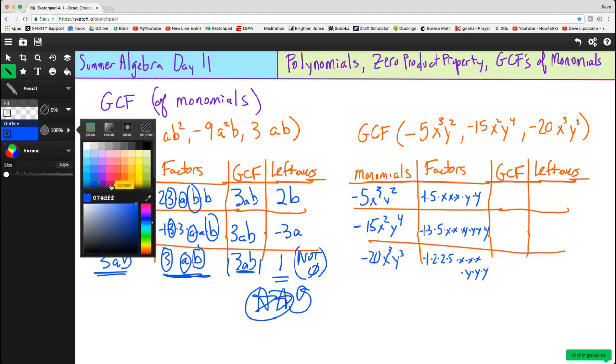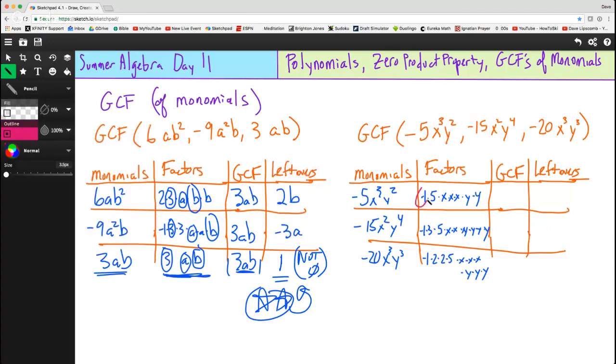Let's circle in a different color. All of them have a -1. All of them have a 5. And all of them have 2 x's. And all of them have 2 y's. So our GCF is -5 x squared y squared.